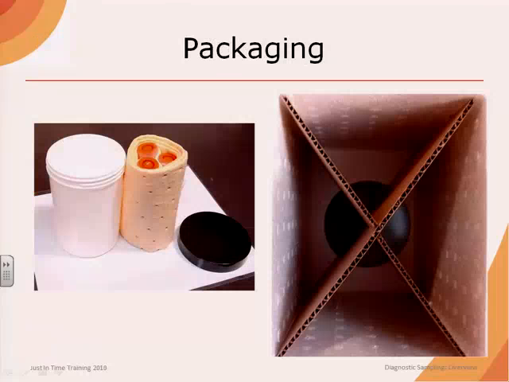The left photo shows several sample tubes packed in absorbent padding material to prevent breakage and spillage during shipment. These will then be placed in the white plastic container on the left for leak prevention. The right photo shows a shipping box with dividers to keep samples secure during shipping.